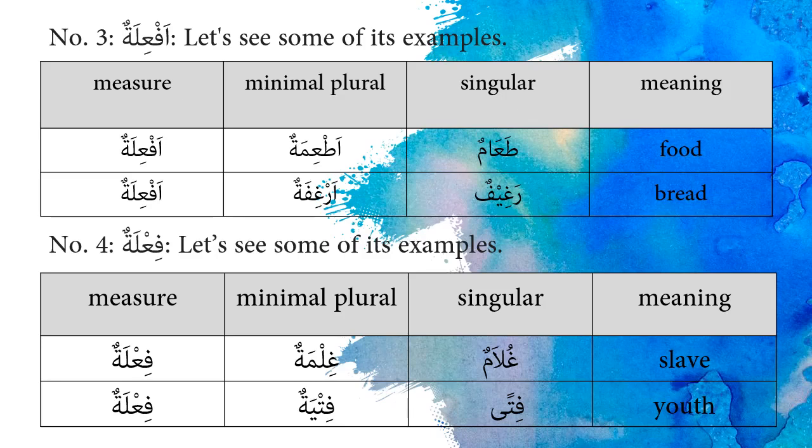Number 4, fi'latun. Let's see some of its examples. Measure is fi'latun, minimal plural is ghilmatun, singular ghulamun, meaning slave.